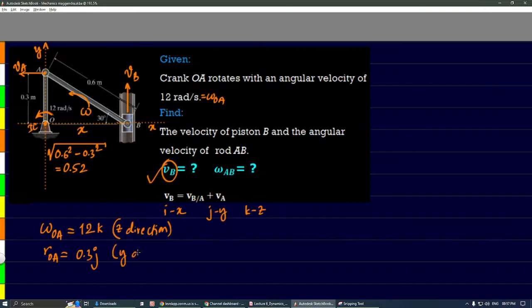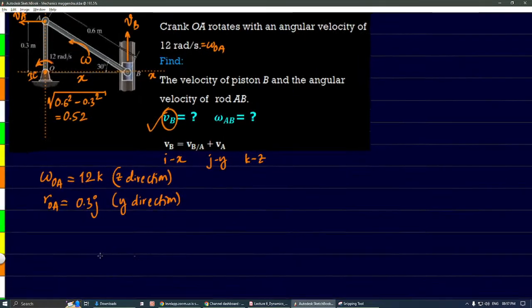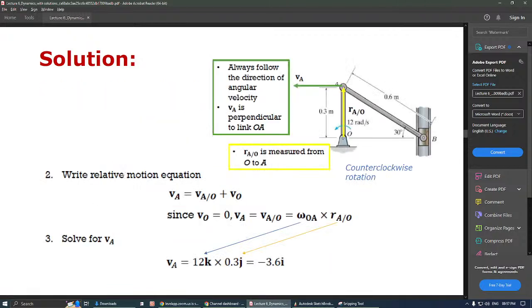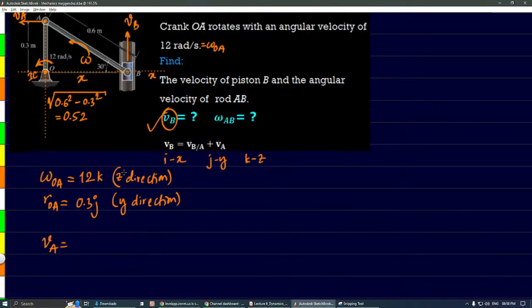This one is in Y direction now. Because it is in Y direction, we have taken J. That's why it's K. That's it. Now when we want to find velocity of A, we have to do cross multiplication. But which one should be taken first? First we have to take omega OA cross product ROA.